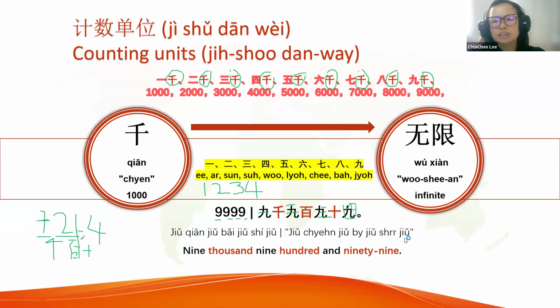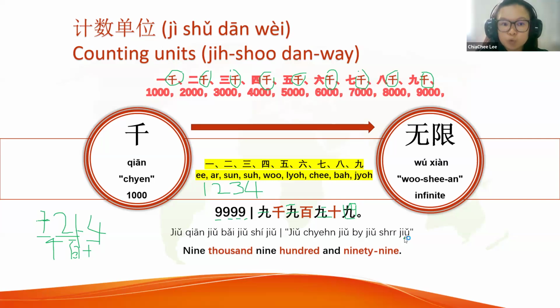7214. So what is important in counting units in Mandarin? Basically, we have to memorize 2 things. One is from 1 all the way up till 9: 1, 2, 3, 4, 5, 6, 7, 8. That's the first thing we have to memorize. And second, we have to remember the place.